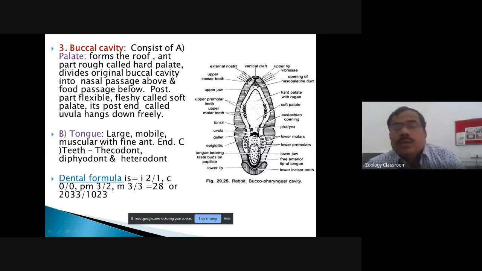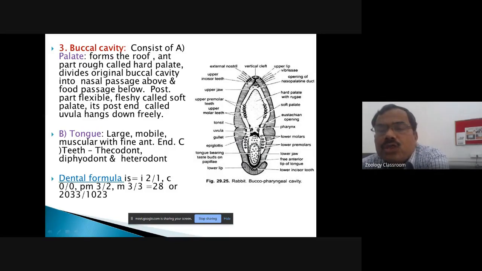Now this is the buccopharyngeal cavity. The buccopharyngeal cavity is formed by the buccal cavity and the pharyngeal cavity. When these are mixed, these are not separate cavities, then we call it the buccopharyngeal cavity. So this is a common cavity.